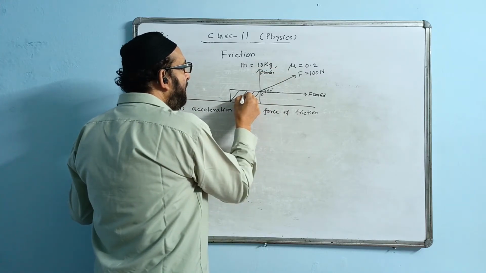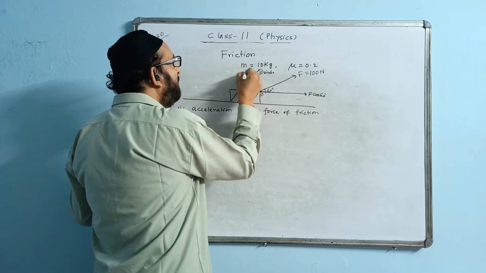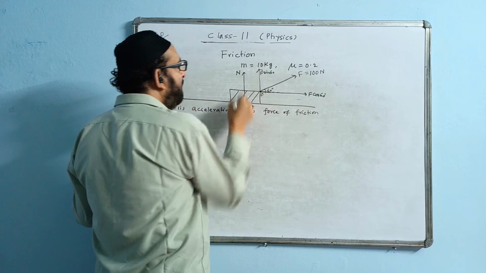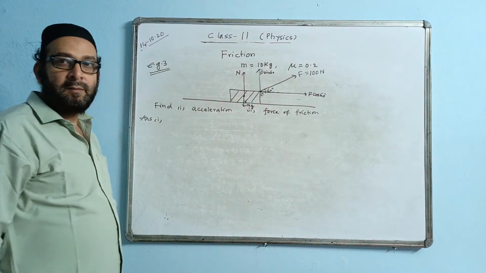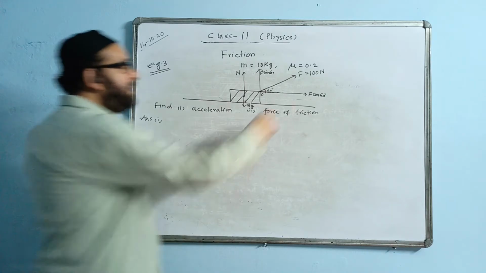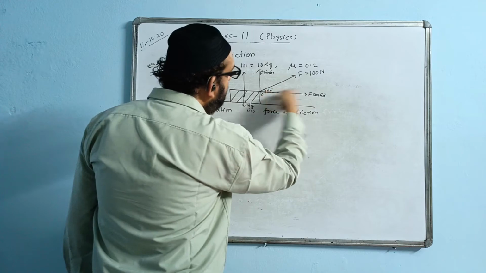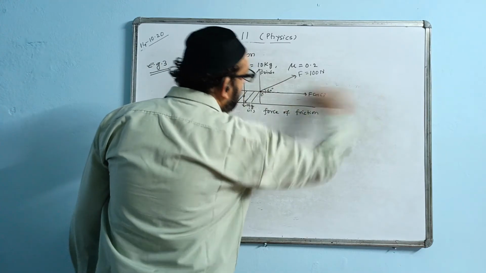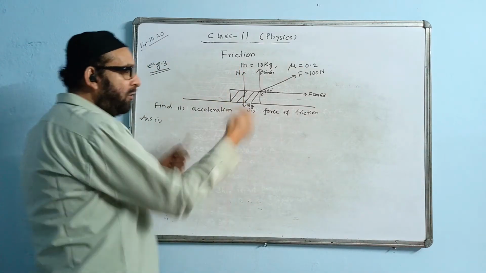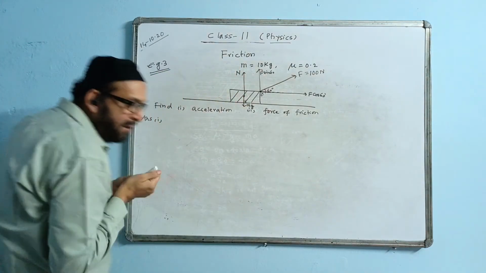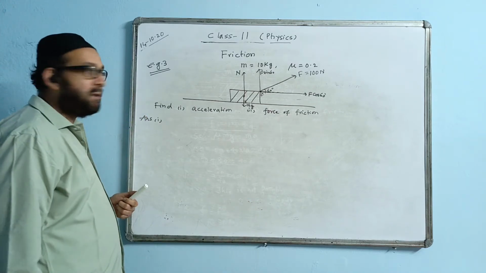Then the weight of the body will show. Weight of the body, mg, is acting downward. The normal reaction will act perpendicular to the surface like this. So this F cos 60 will be acting parallel to the surface. This will be dragging in this horizontal direction. The body will be dragged like this, like a trolley we are tying with a rope and dragging. So the trolley will be dragged along the horizontal line like this.